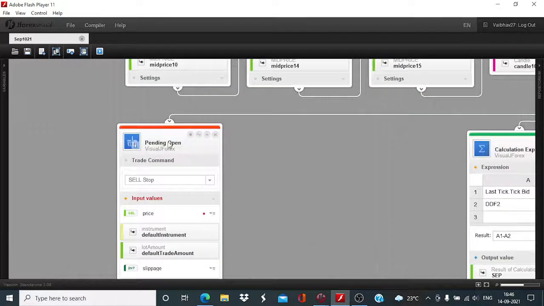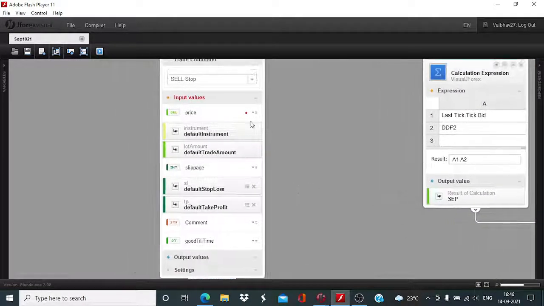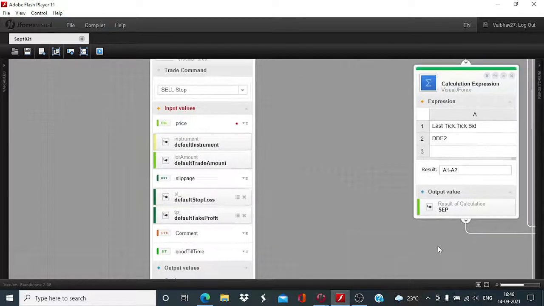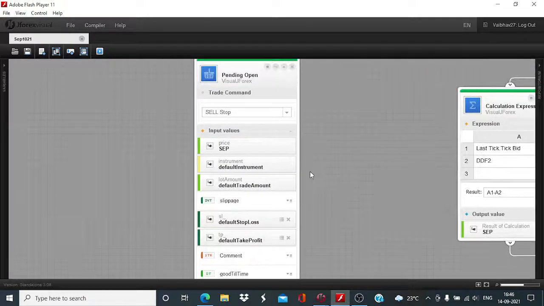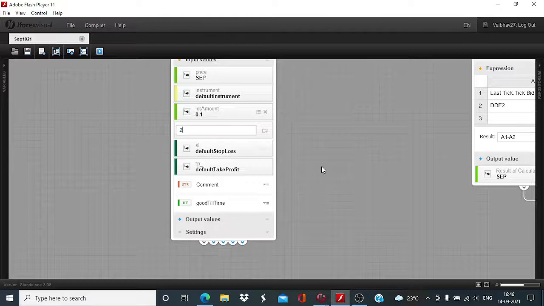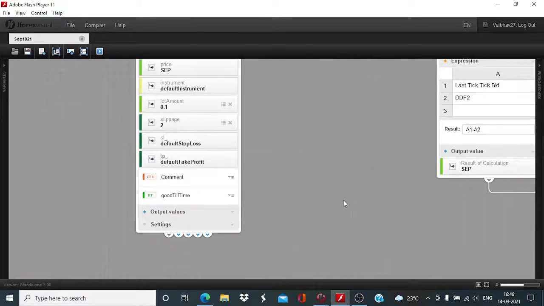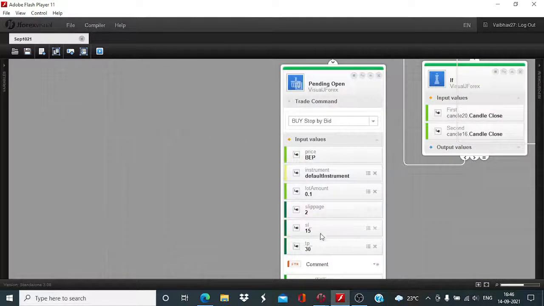Now coming to the input parameters, we had defined this execution price. So this is going to be assigned here. Default instrument remains as it is. Trade amount I will change to 0.1 million. Slippage of 2 pips is good enough. And stop loss take profit combination will be same as we had defined for the buy side.